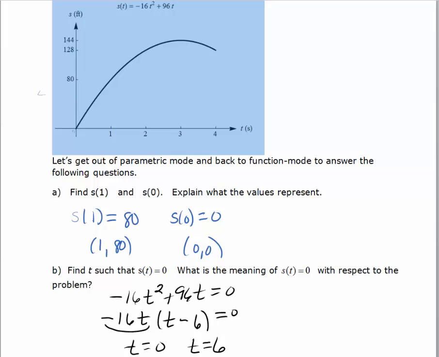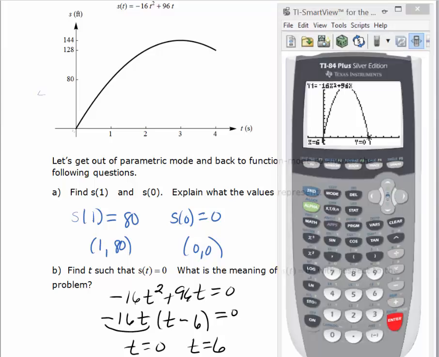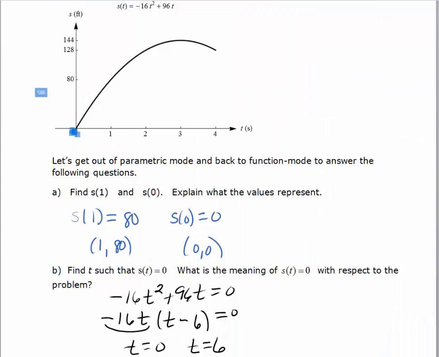The rock has hit the ground, and we can go back on our graph and just double check that. Suppose we trace on 6. When we hit enter, we should get 0, and we do. So answering these questions right here didn't involve any calculus at all. This is basically algebra that we're using. And so we now want to move on to the next question.